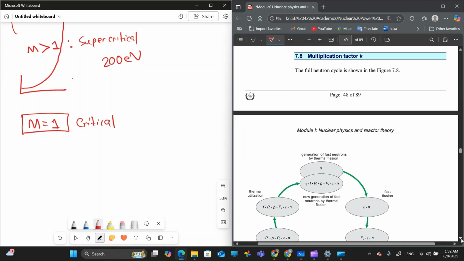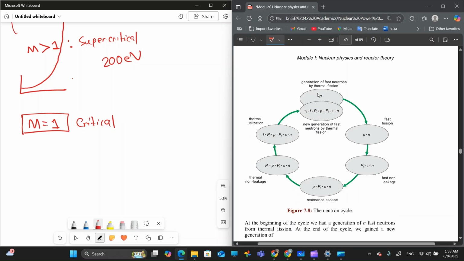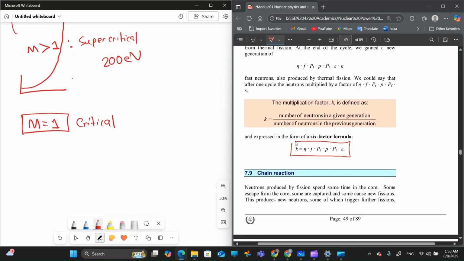And now, how can we find the multiplication factor? This is a ratio of what we have at the end of the cycle and what we had in the beginning of the cycle. So we started with n and we ended with this. So if we make a ratio of the later versus initial, we will get this formula, and there are only 6 terms. So this is why it's called the 6-factor formula. So this was all about the neutron cycle.